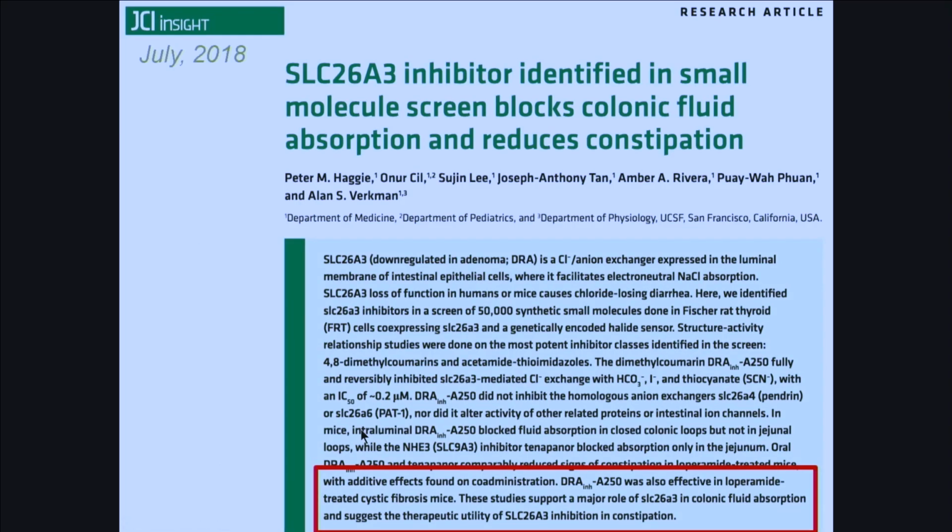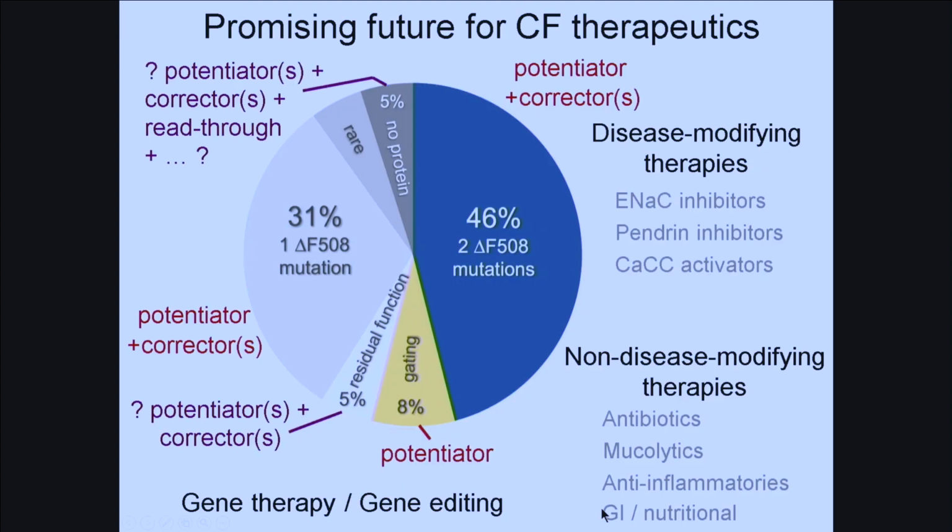And we published this last week in JCI Insight and talk about the utility in CF constipation. And we filed a patent and are looking for commercial partners or additional sources of funding. So to conclude, I think the future is very promising, both, as I discussed, for CFTR modulators that are mutation-specific, as well as mutation-agnostic therapeutics, disease-modifying and non-modifying, as well as CF gene therapy.